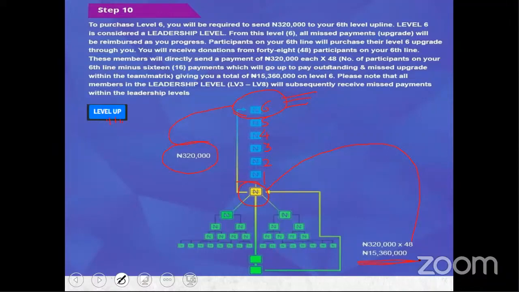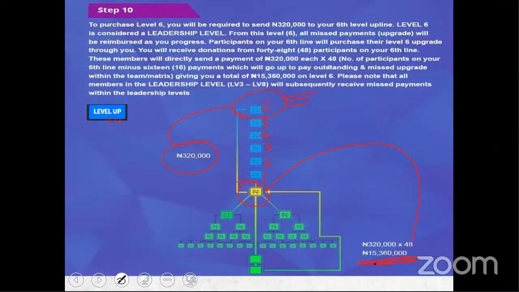Not in any crypto, not in any package, not in any products, goods, or services, lotions, potions, or pills. No. Not to any head office account. Cash was paid into your bank account. You are now in control of 15,360,000 naira cash. Are we seeing what's going on there? 15,360,000. That is what you've just received.